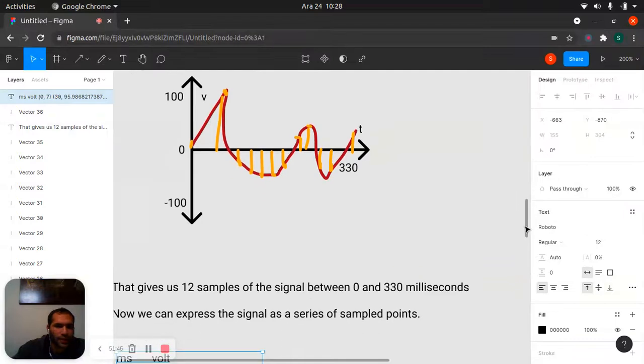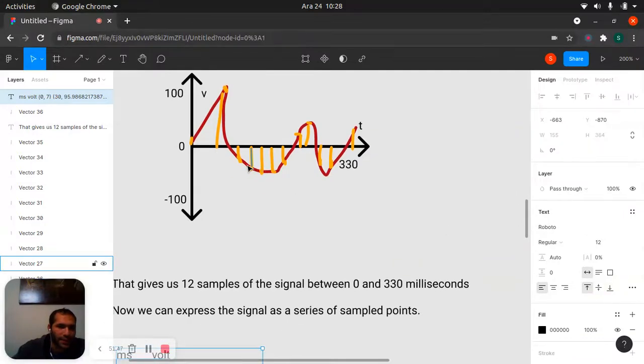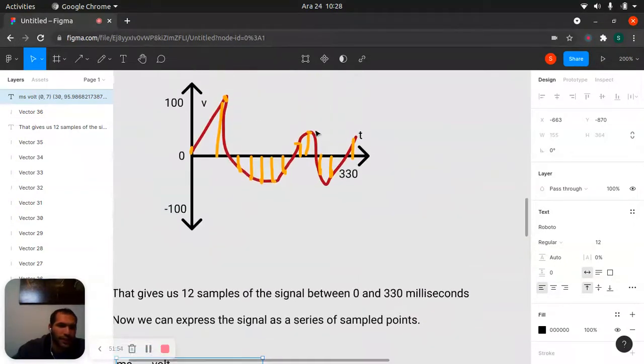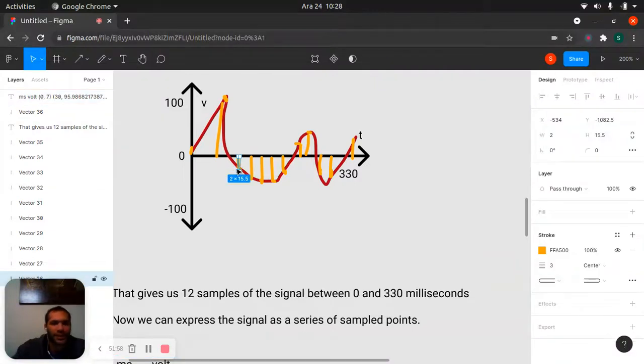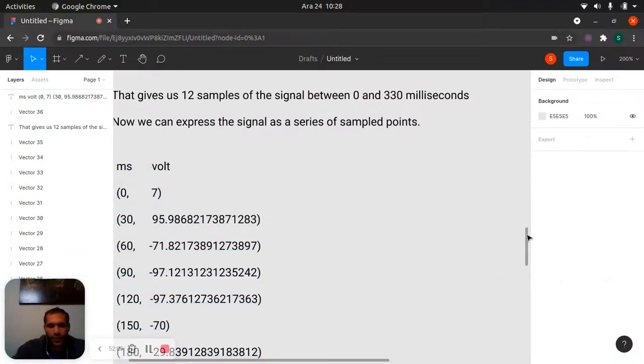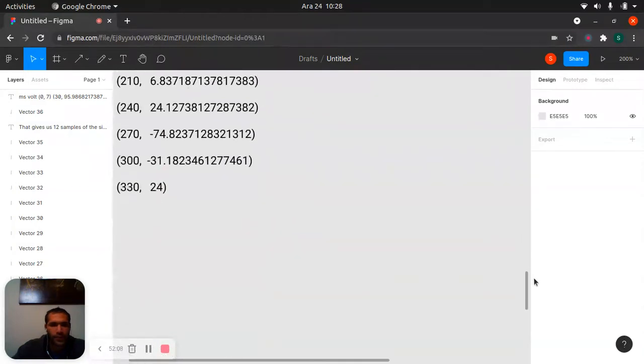Okay, this is 90, this is 60. 60 representing 71. This place is minus 71. And it's all the way going like that. So we can represent milliseconds against volts. What is our interval here?